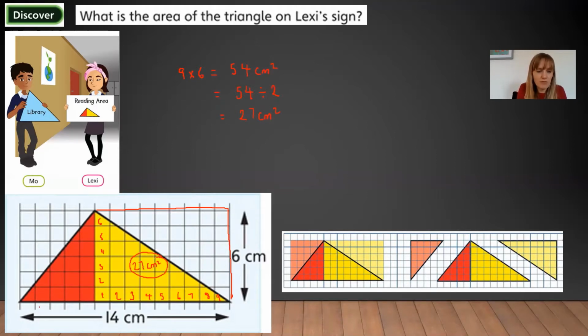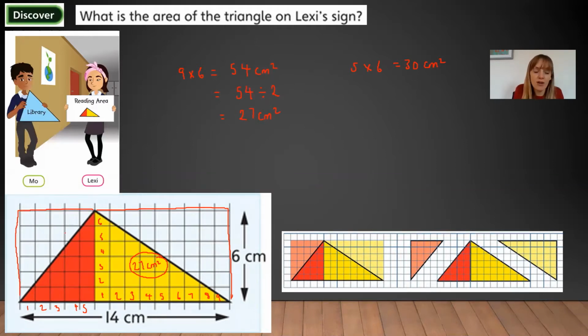So let's do the same for the red. I can see that it's got 1, 2, 3, 4, 5 centimetres along the base, and it's going to be the same, look, 6 going up. So let's do that over here. It's 5 times by 6. 5 sixes are 30 centimetres squared. But again, that would give us the area of the whole rectangle.